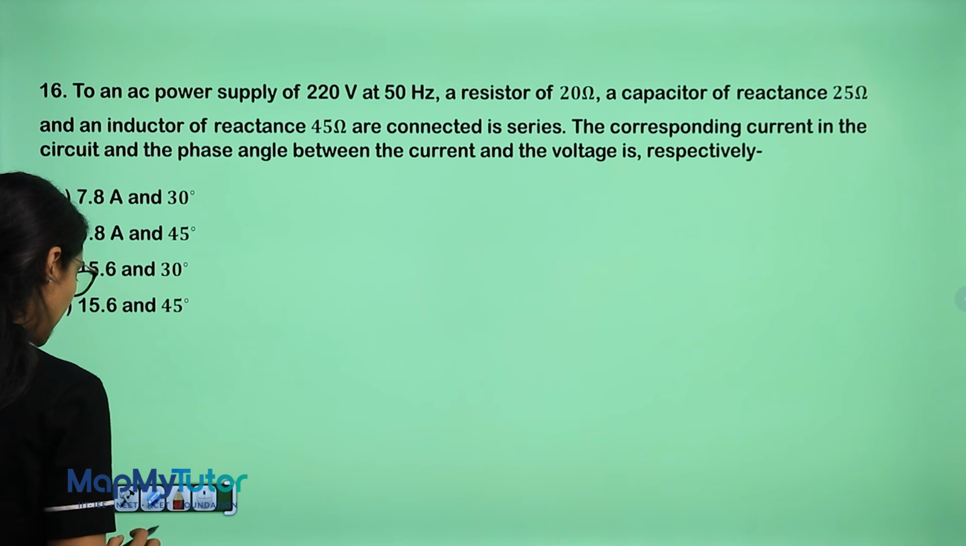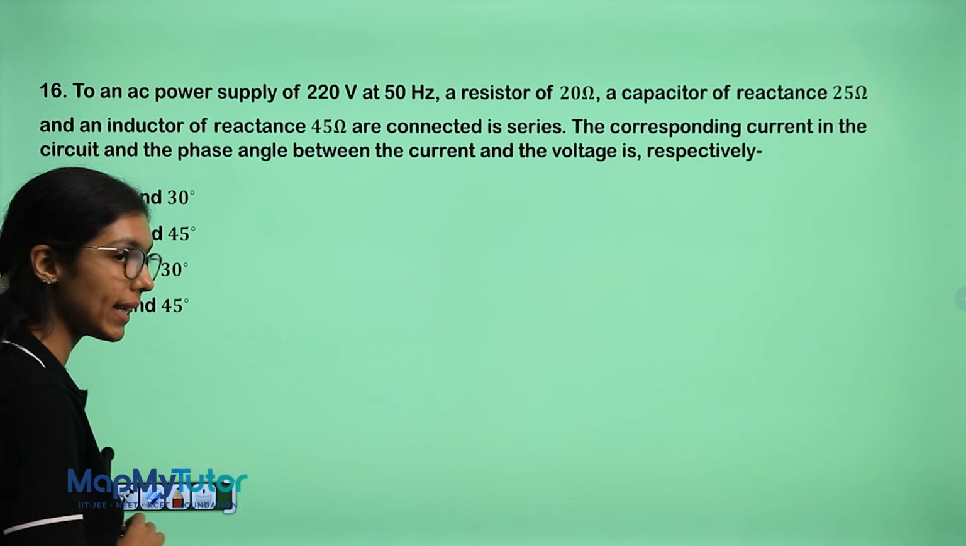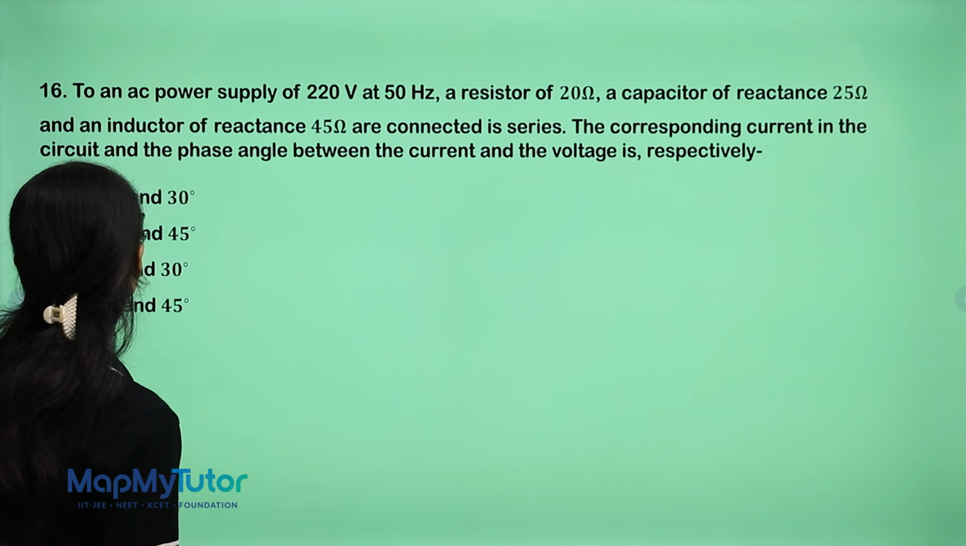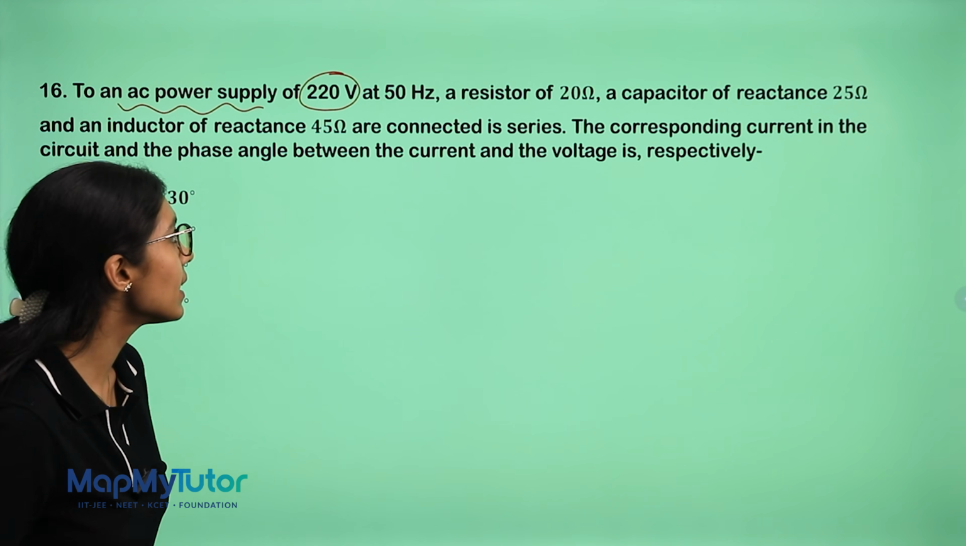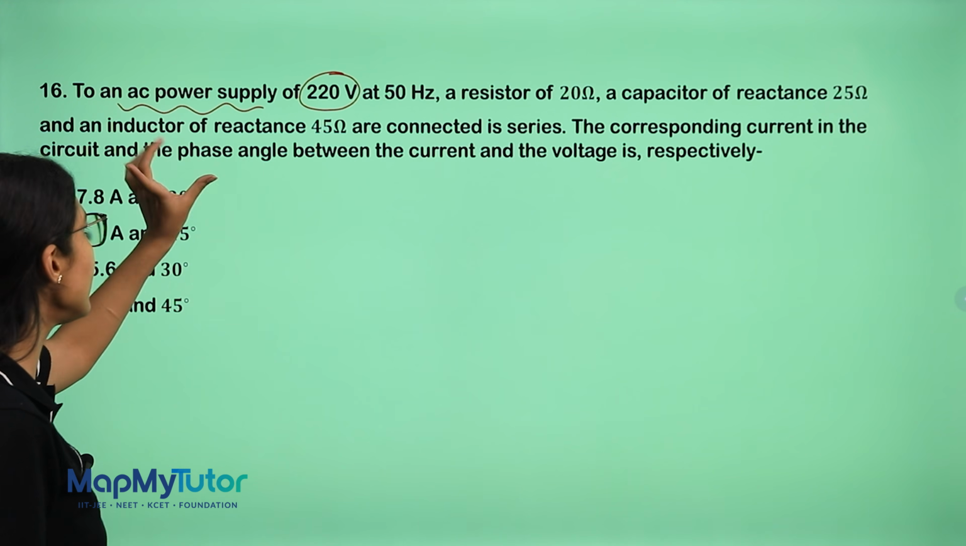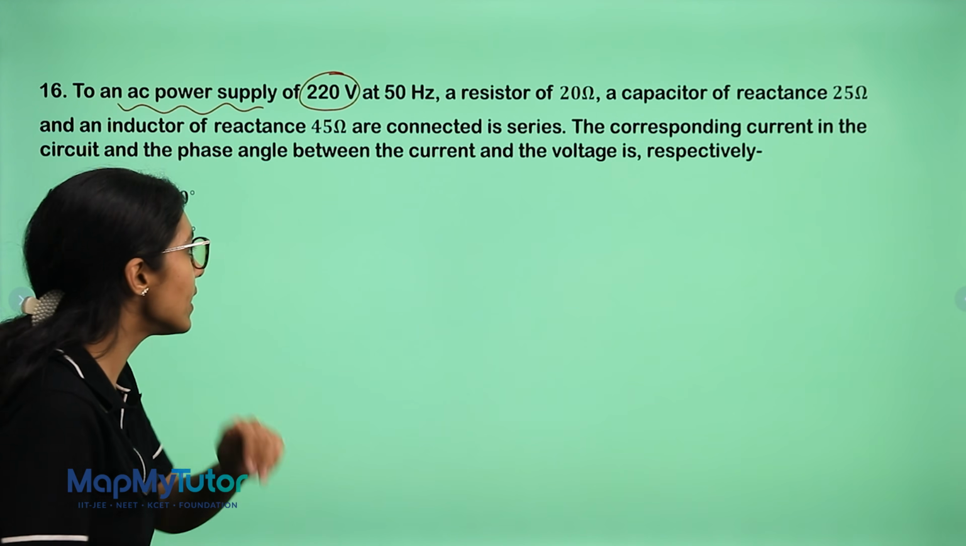Read the question carefully. Again, it's very easy and you all can do it. The question is: to an AC power supply of 220 volts at 50 Hz, a resistor, a capacitor and an inductor are connected in series. So let us make the circuit first.